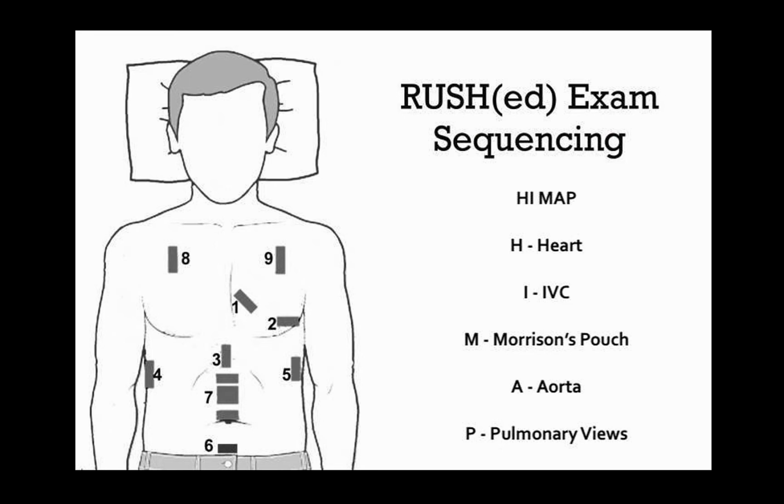The RUSH is a structured exam designed to be completed in less than 2 minutes. The acronym HIMAP can be helpful in remembering the sequence. You will start by examining the heart, and this will include subcostal four-chamber and, if time allows, parasternal long axis and apical four-chamber views. Secondly, the inferior vena cava or the IVC is interrogated, and then the right upper quadrant, left upper quadrant, and the pelvis is scanned to look for intra-abdominal free fluid.